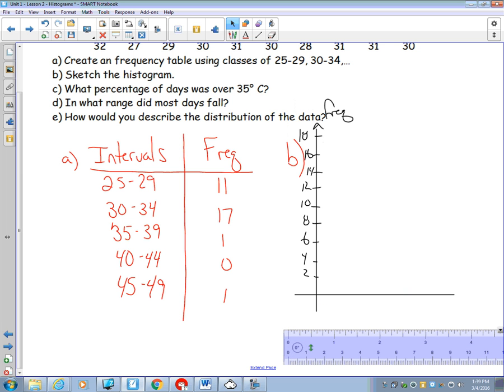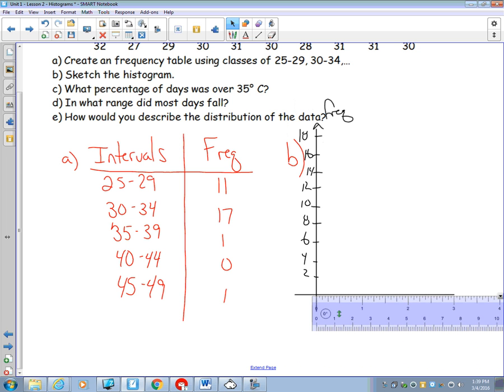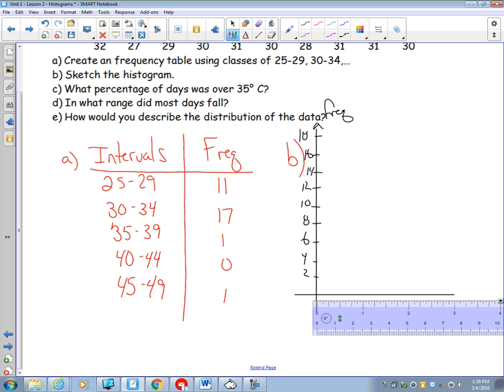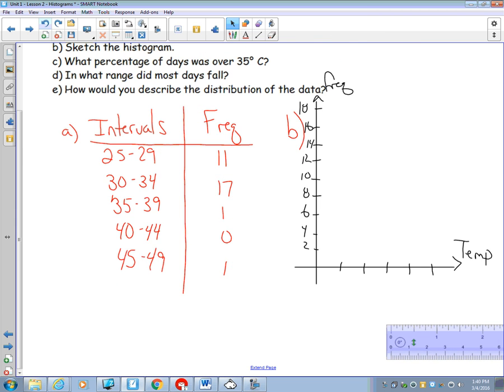Across the bottom, I need to make at least 5 intervals here. So I'll say 1, 2, 3, 4, 5. And this was my temperature. And my temperature was measured in degrees Celsius.